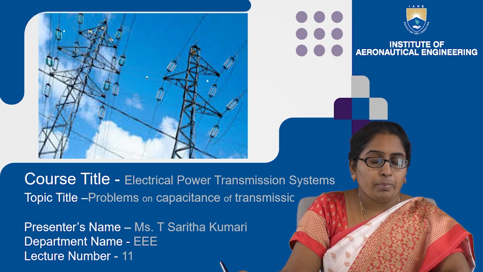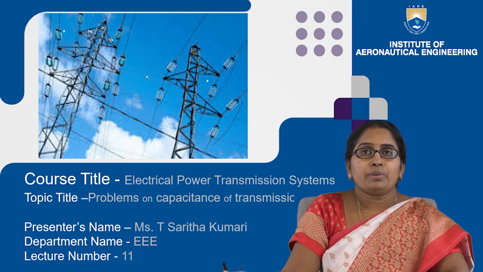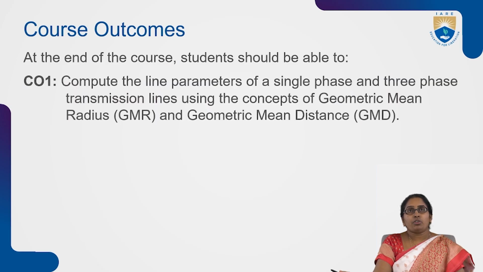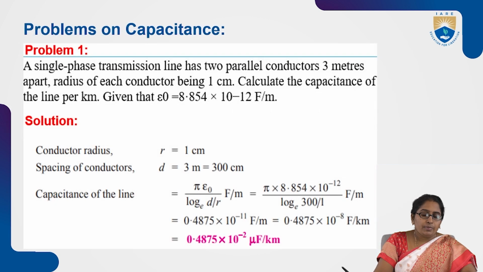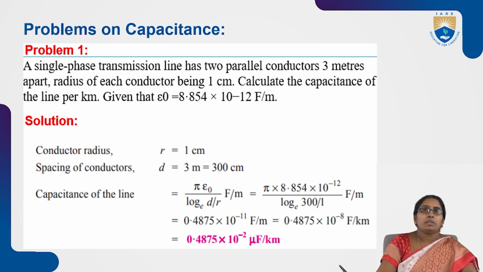Today, my topic is problems on capacitance of transmission line. This topic is mapped to course outcome 1. First problem: a single phase transmission line has two parallel conductors 3 meters apart, radius of each conductor being 1 centimeter. Calculate the capacitance of the line per kilometer.